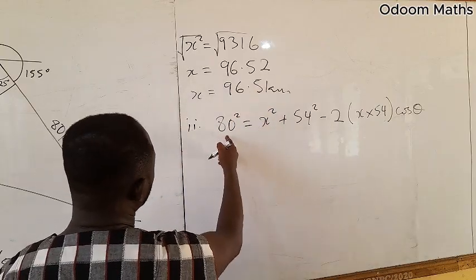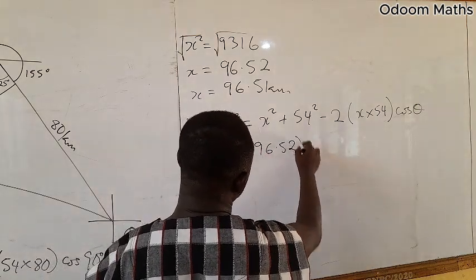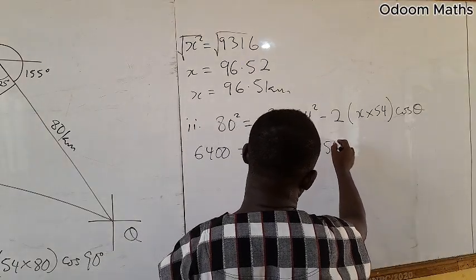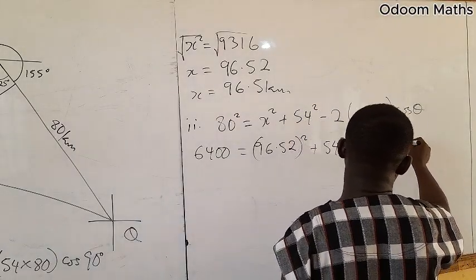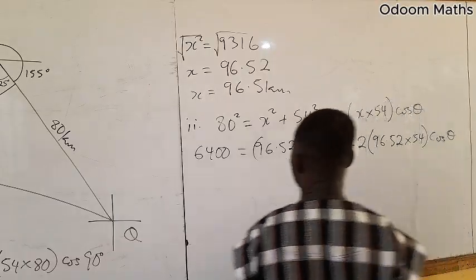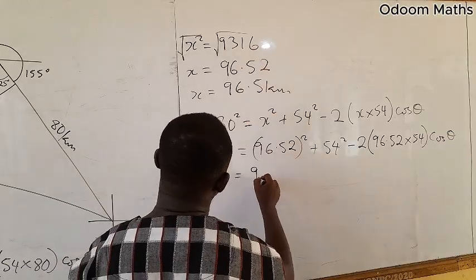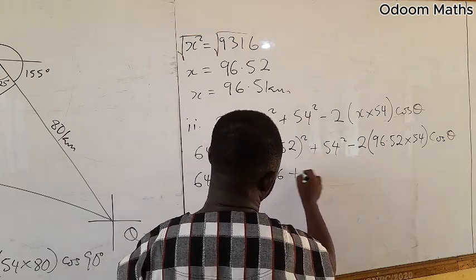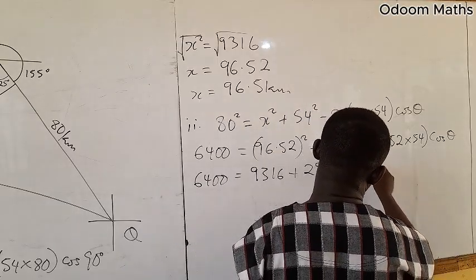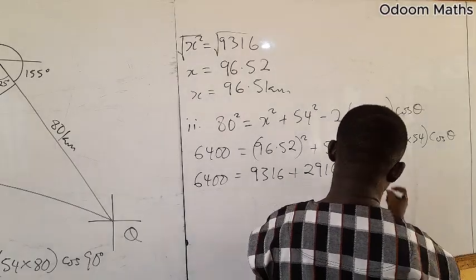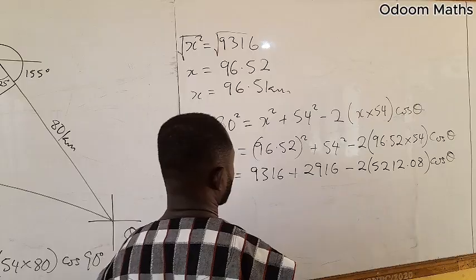Okay, so 80 squared is 6400, equals x squared, so that is 96.52 squared, plus 54 squared minus 2 into brackets 96.52 times 54 cos theta. So 6400 is equal to 96.52 squared, which is 9316, plus 54 squared, we had 2916, minus 2 into brackets. Let's look at 54 times this one. So this is also 5212.08 cos theta.